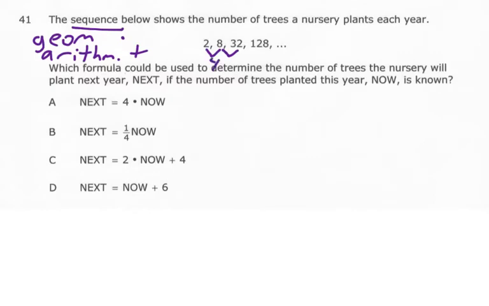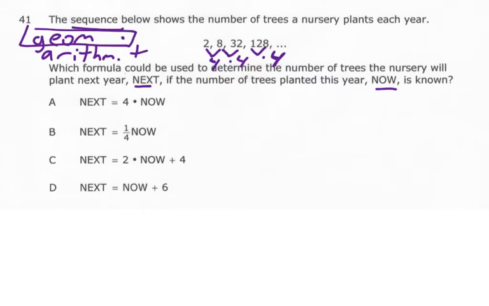8 times 4 gives us 32. 32 times 4 gives us 128. So the pattern is multiplying by 4, so it is a geometric sequence. Alright, it says which formula can be used to determine the number of trees they will plant next year, if the number of trees planted this year, now, is known.